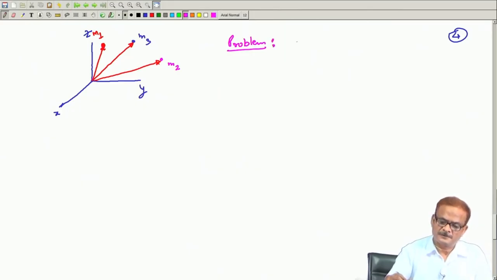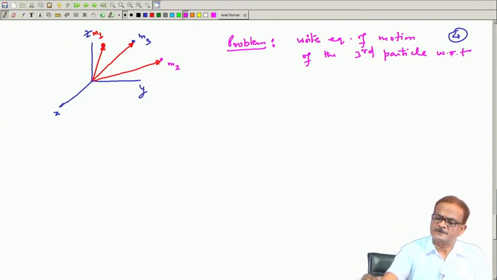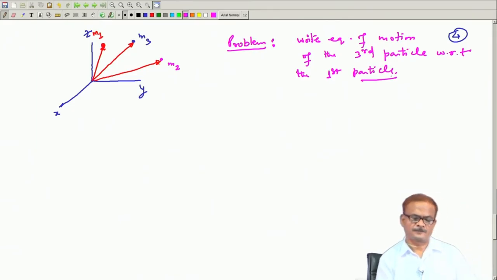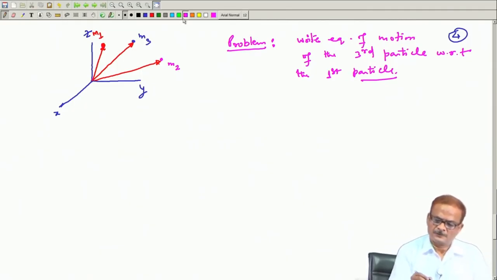So, the problem here is to write the equation of motion of the third particle with respect to the first particle. This is our objective, and thereafter we will generalize to n number of particles. So, what we are looking for is the motion of the third particle about the first particle.